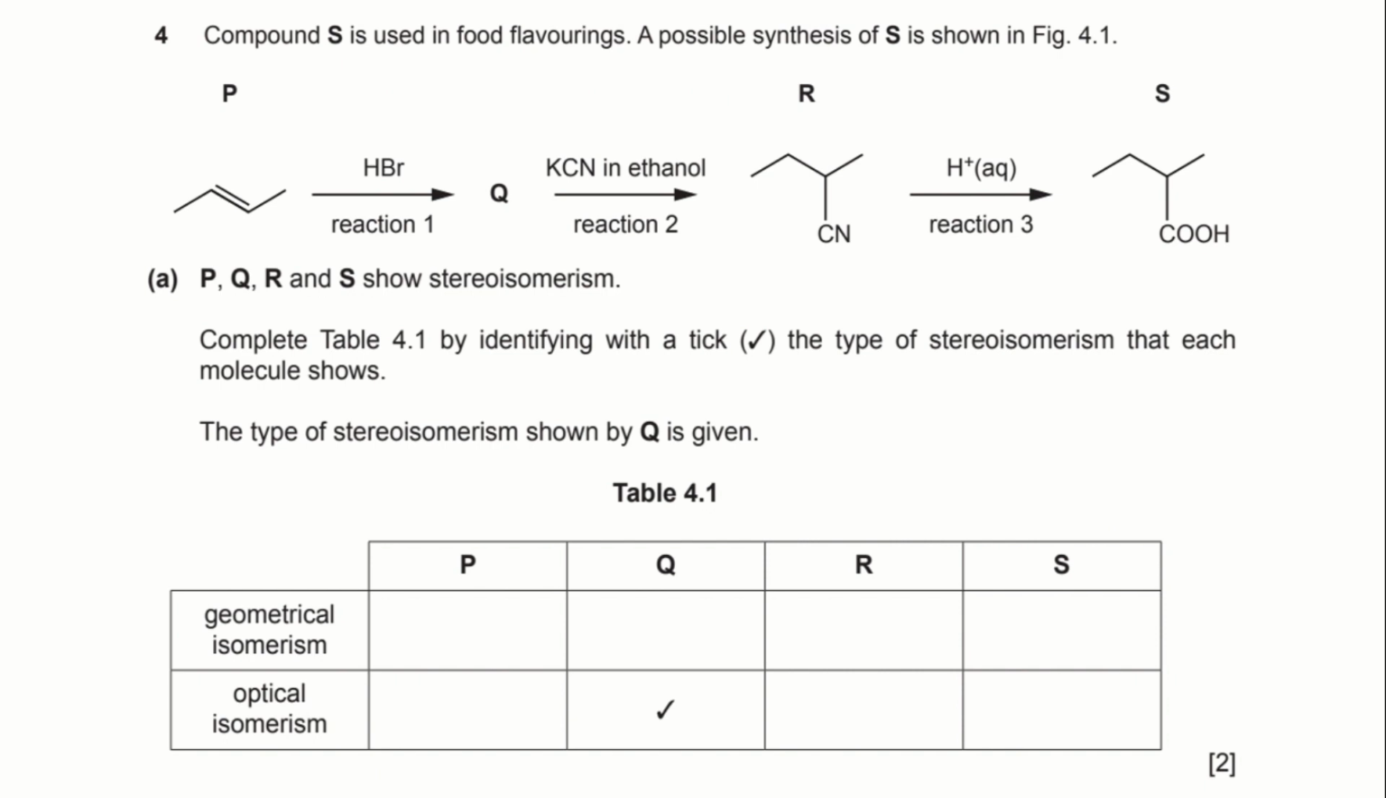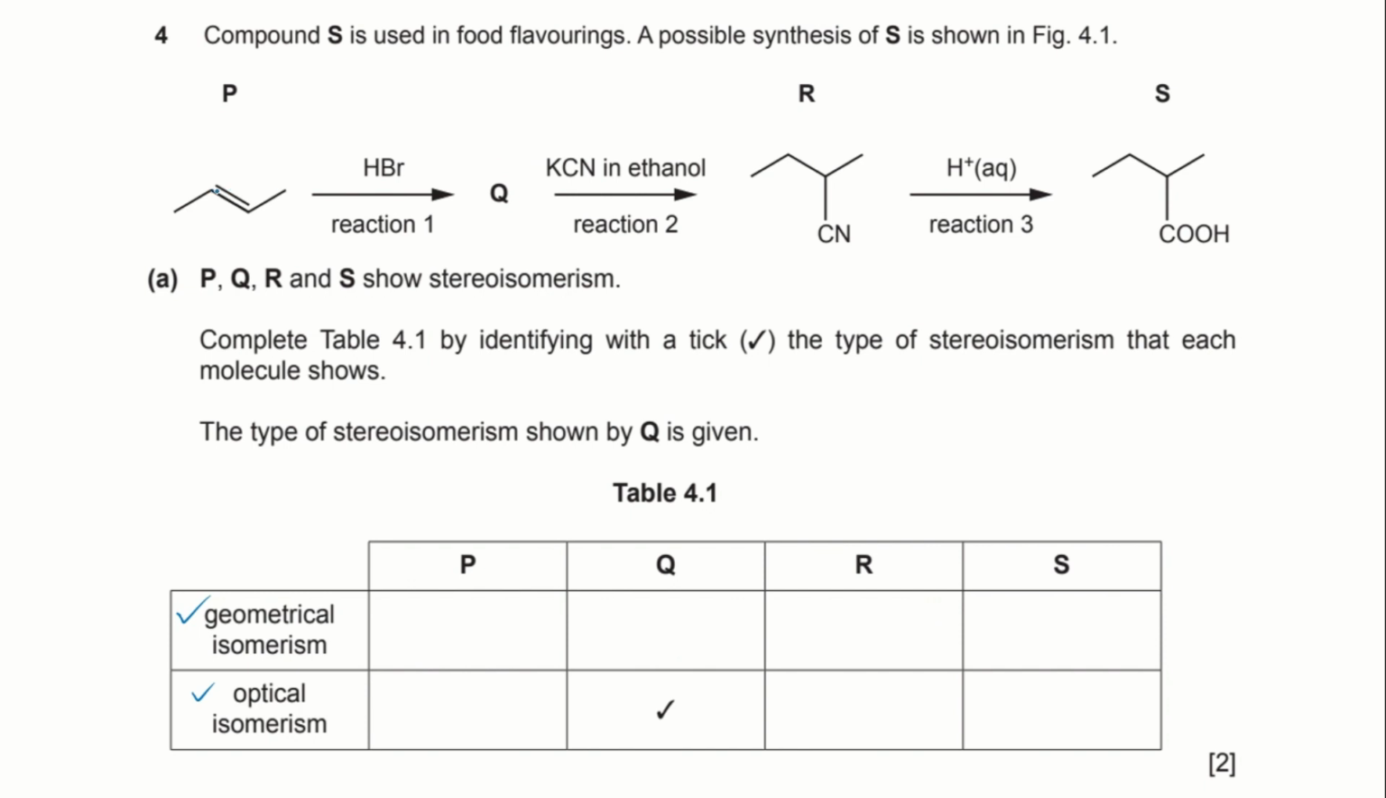We have come to the last question of this paper, question 4. We have a reaction scheme here from P to S. It tells us that P, Q, R, and S, all four of them show stereoisomerism. So there are two types of stereoisomerism, geometrical isomerism and optical isomerism. So we are supposed to deduce which type of stereoisomerism is shown by P, R, and S. The one for Q is not asked because the structure of Q is not given to us here.